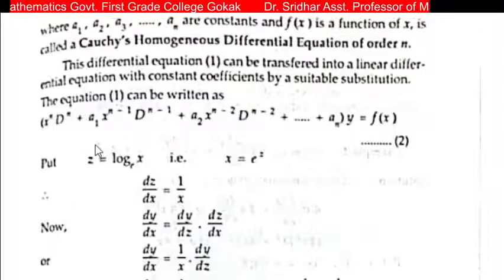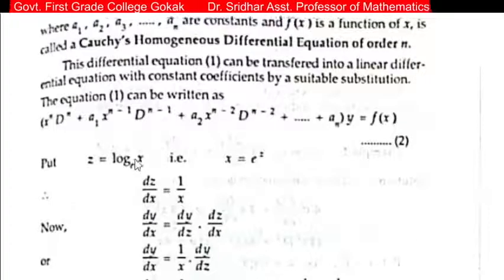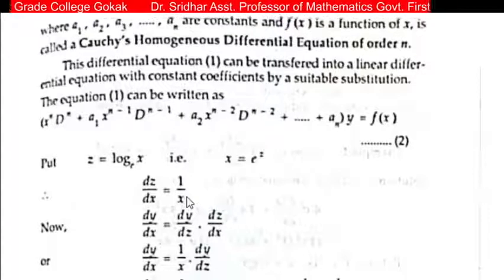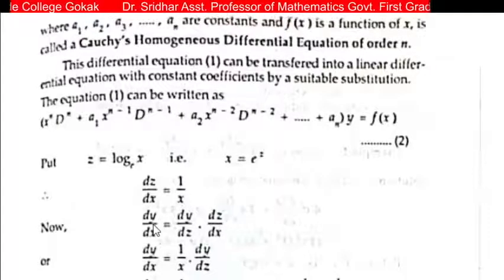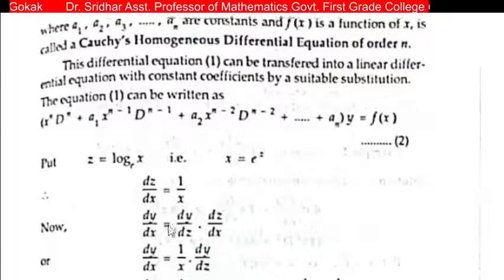Now differentiating this with respect to x, we get dz by dx is equal to the differentiation of log x, which is 1 by x. Correct? Then dy by dx can be written as dy by dz into dz by dx.